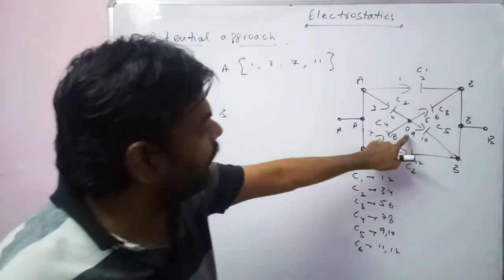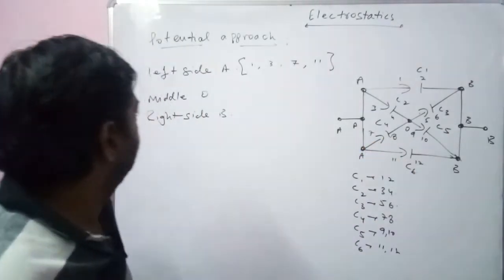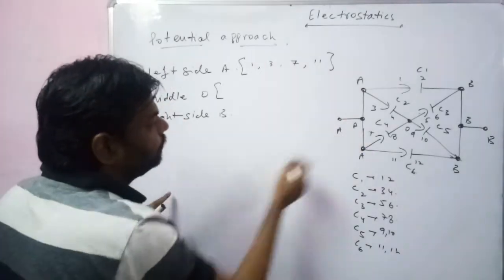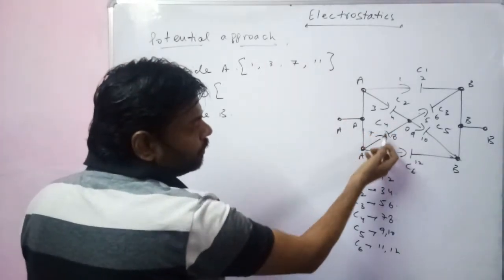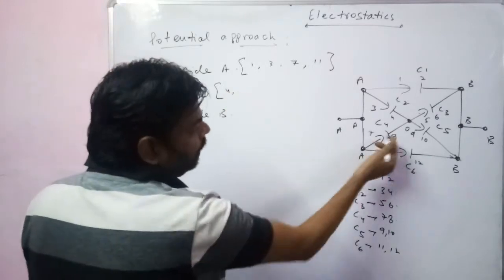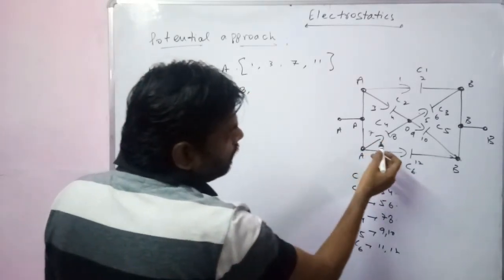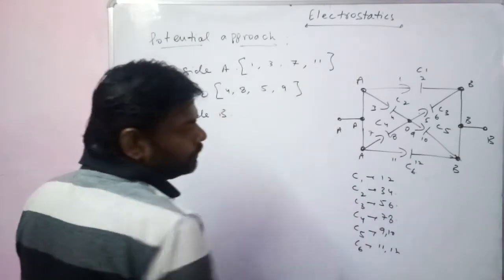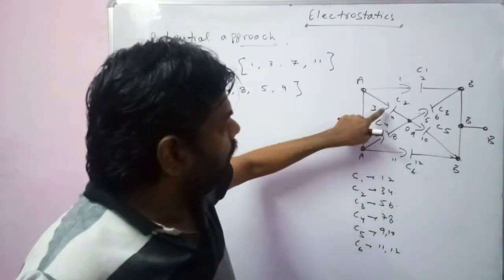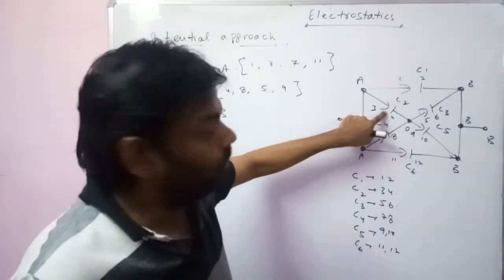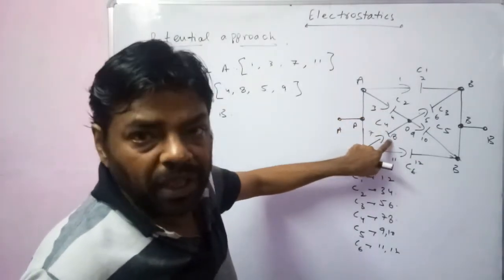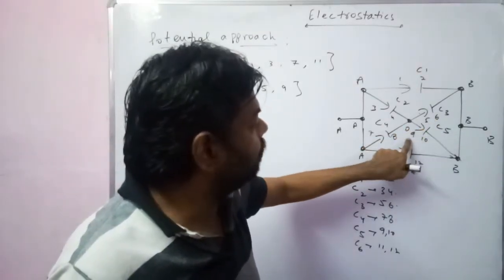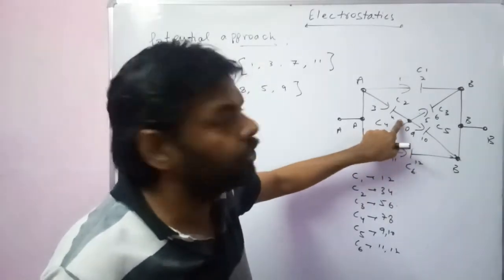Okay? Now comes out the point, say, O. Now, with the point O, the plates which are connected are, say, 4, 8, then 5, then 9. Okay? The fourth plate of the capacitor C2, the 8th plate of the capacitor C4, the 5th plate of the capacitor C3, and the 9th plate of the capacitor C5. They are connected with this point O.